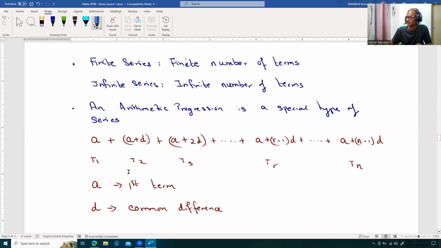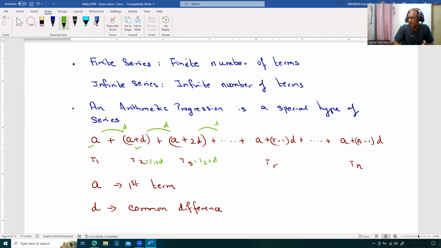So the general term, we will say, the first term is A. And then the second term, we add a number which we call D. The third term, we take the second term and add D. So T2 is equal to T1 plus D, T3 is equal to T2 plus D. Each time, I add D, I add D, I add D.